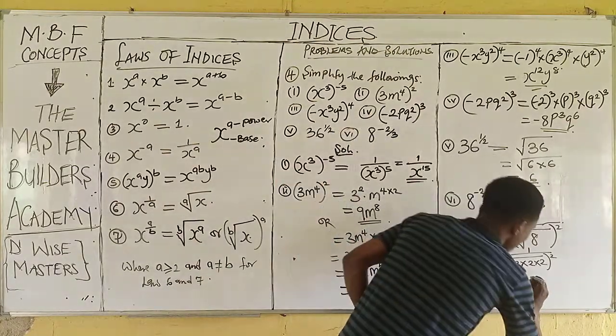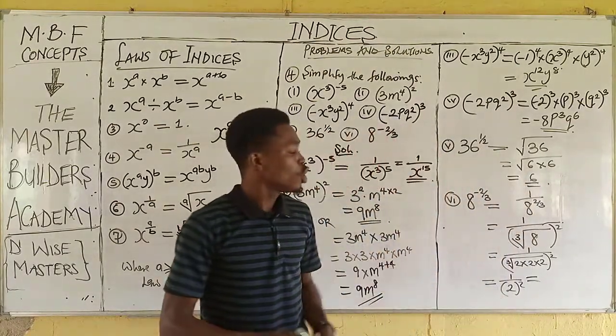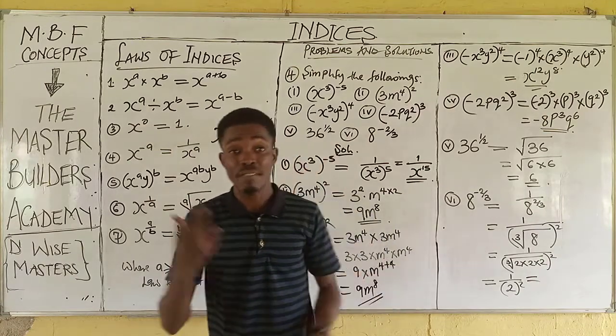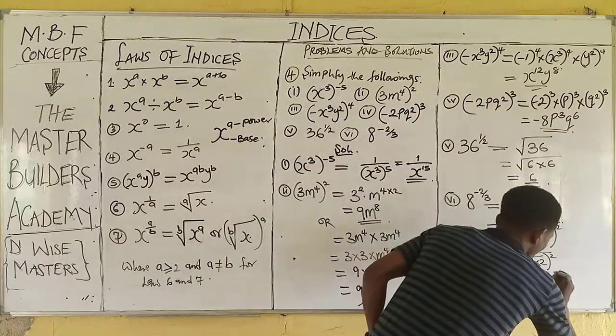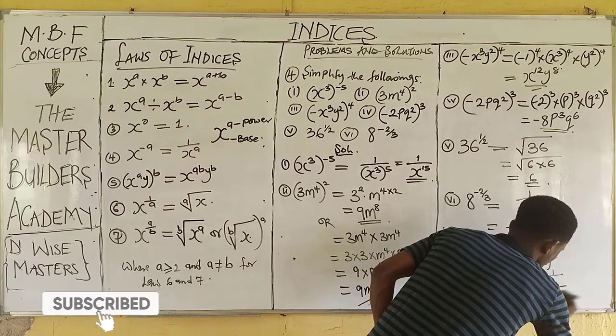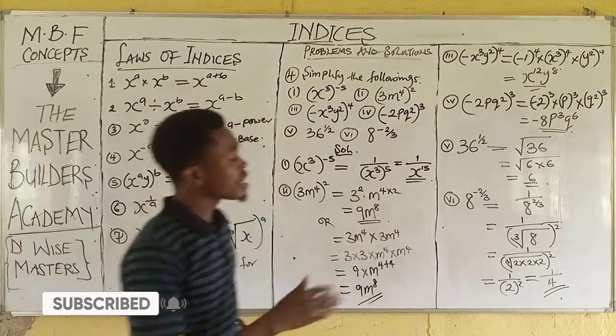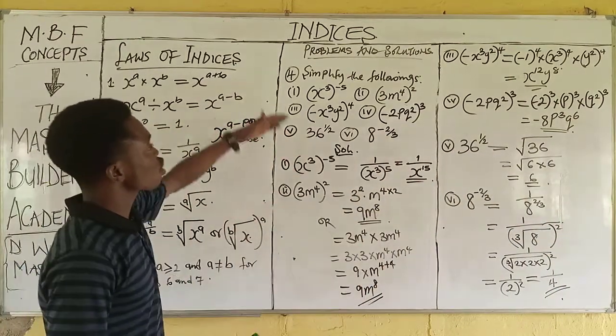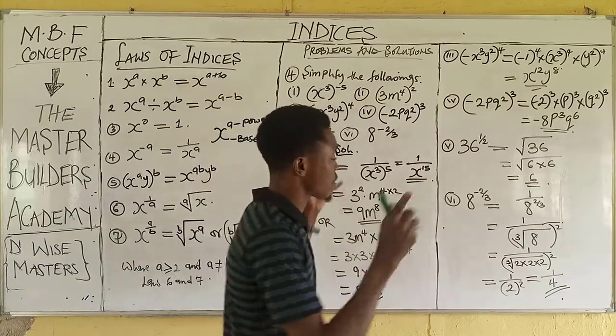Alright? And now, we cannot leave our answer like this because 2 raised to power 2 means 2 multiplies itself in 2 places. That would have given us 1 over 4. 2 times 2 is 4. So guys, this is the answer to question number 4 in this set of questions.